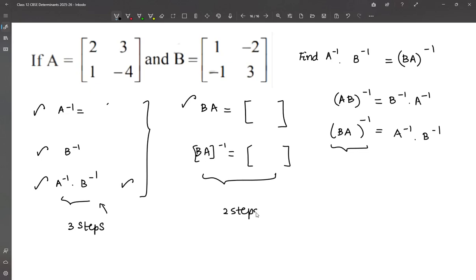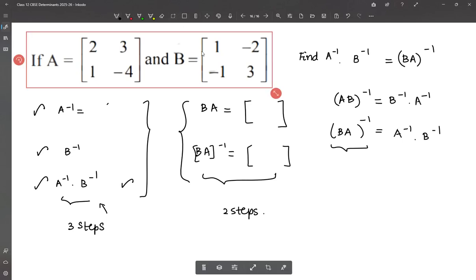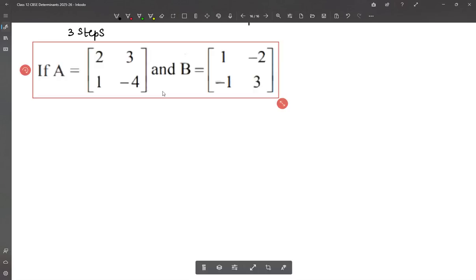If you want to cut down on the number of steps and the time taken, you can definitely prefer the second method. I'm going to solve this question using both methods. So first, the A matrix is this.